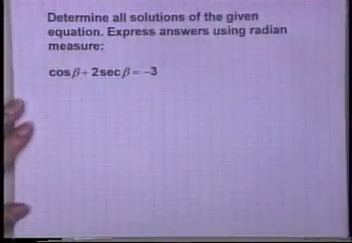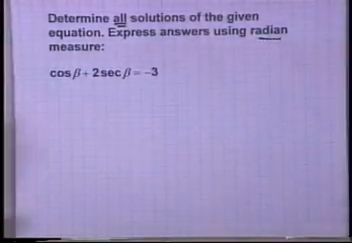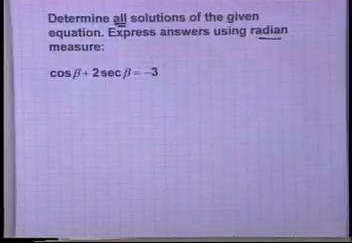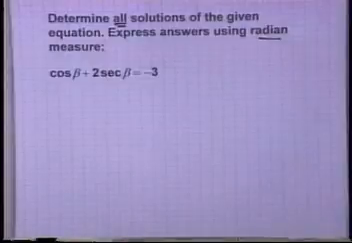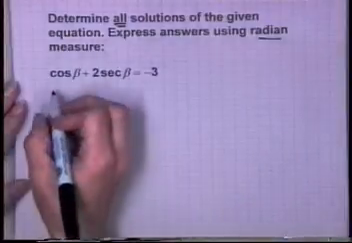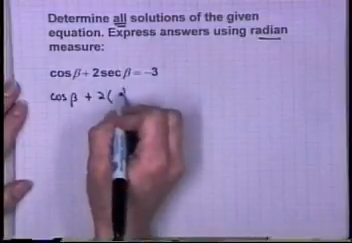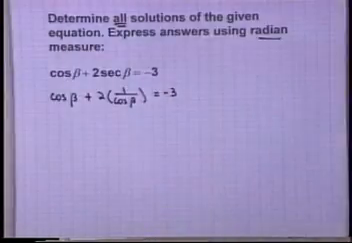Determine all solutions, again, all solutions, using radian measure. Okay, well let's take a look at this. Cosine beta plus 2 secant beta equals negative 3. Different trig functions, aren't they? Can you think of an identity that we might use here? Secant equals what? 1 over cosine, doesn't it? Let's use that. Cosine beta plus 2 times 1 over cosine beta equals negative 3.